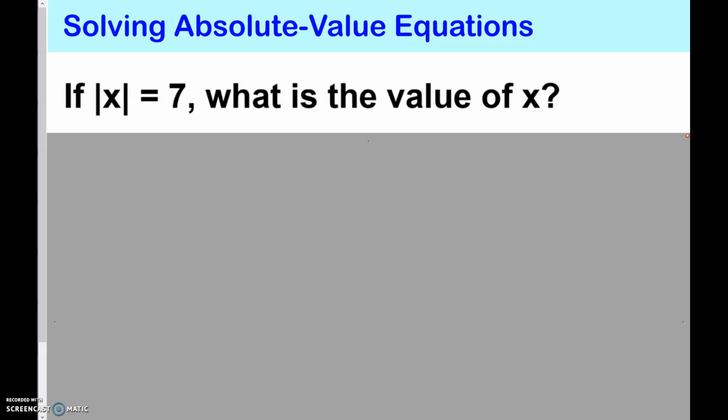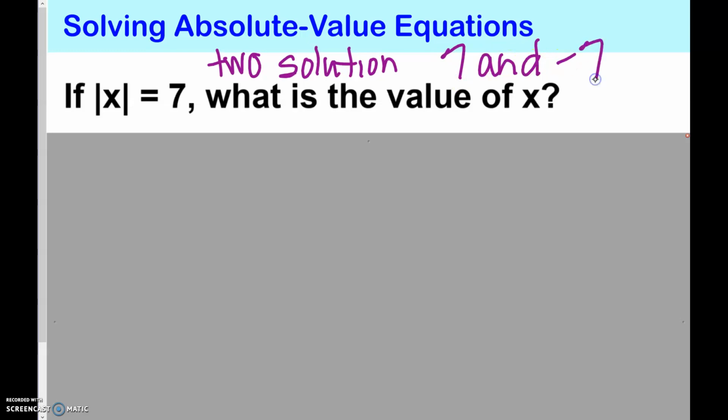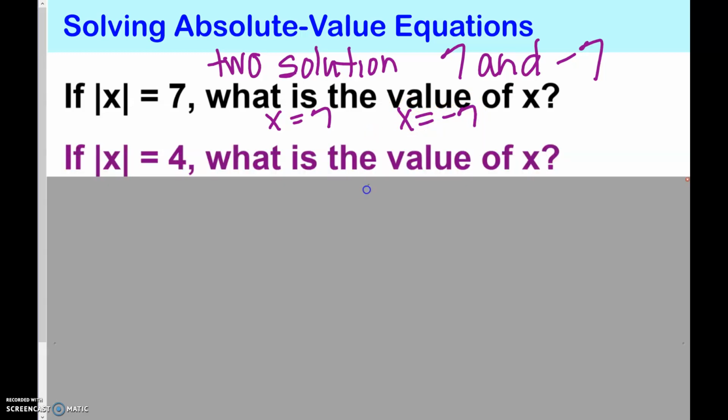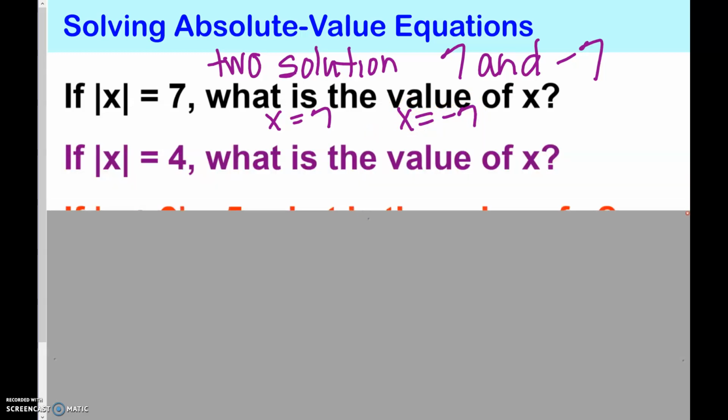It is asking you, what is the value of x? What number could we put in for x so that it is 7 units away? And anytime you have this, there's going to be 2 answers, 2 solutions. And the 2 solutions to this problem are 7 and -7. So x equals 7, and if you walked the other way in the number line, you can say x equals -7.